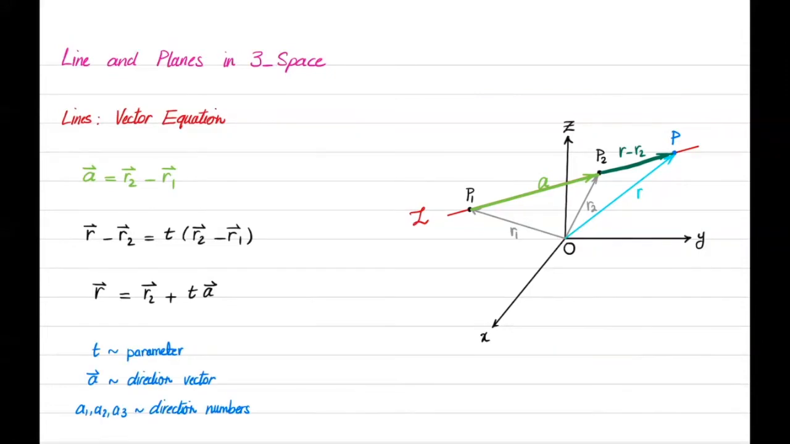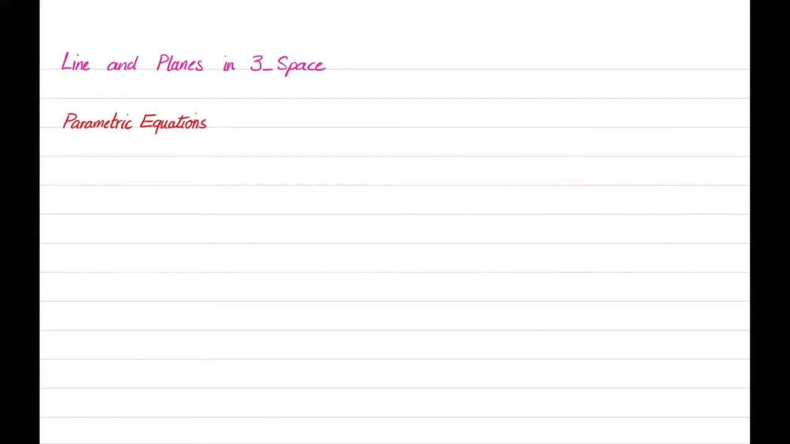There are alternative forms of the vector equation. Since R minus R1 is also parallel to the line, an alternative vector equation for the line will be R1 plus TA. These are also equations for the line where k is a non-zero scalar. The next topic is parametric equations.